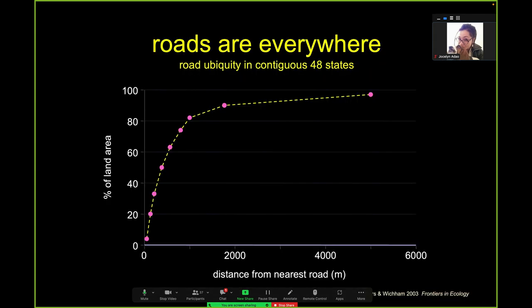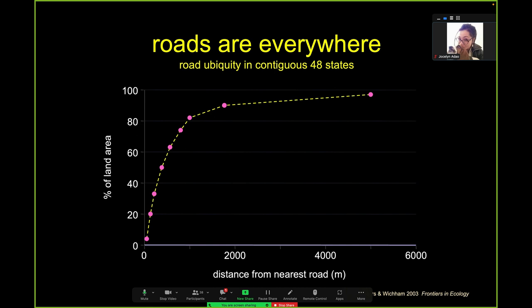Here's another example looking at how many roads there are in the US, right? And so without much preamble, I think this is pretty straightforward, right? So we have our x-axis labeled. The variable is distance from a road. The units are in meters. And then on the y-axis, it's the proportion of the total land that is within however many meters from a road.